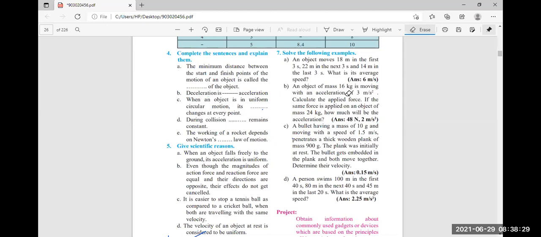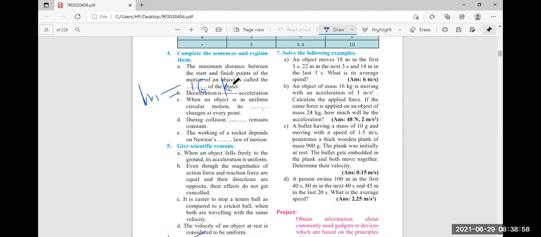An object of mass 16 kg is moving with an acceleration of 3 meter per second square. Calculate the applied force. If the same force is applied on an object of mass 24 kg, how much will be the acceleration? What are they given? An object of mass 16 kg. Mass is given, so you have to write like this: mass of object is equal to 16 kg.